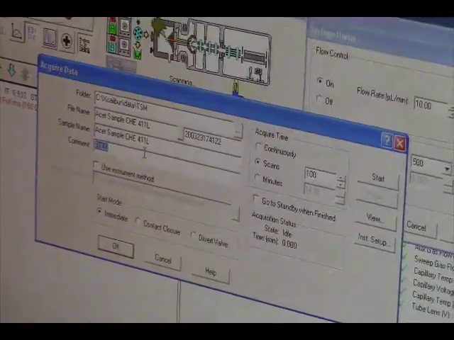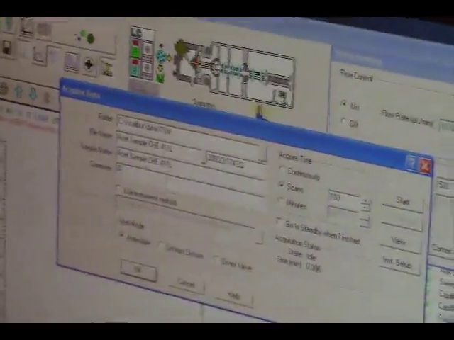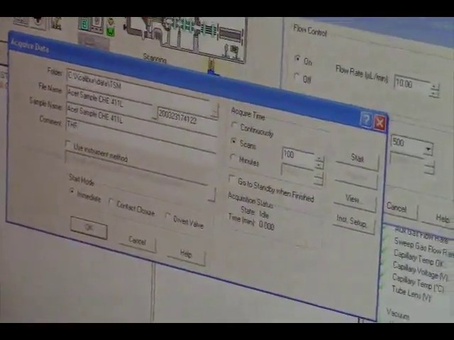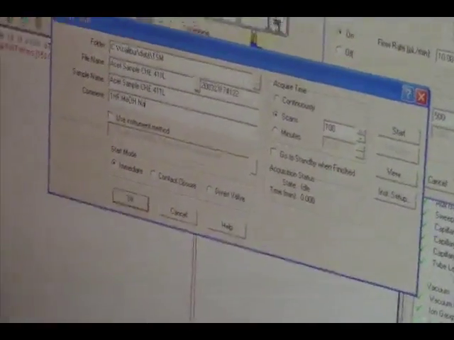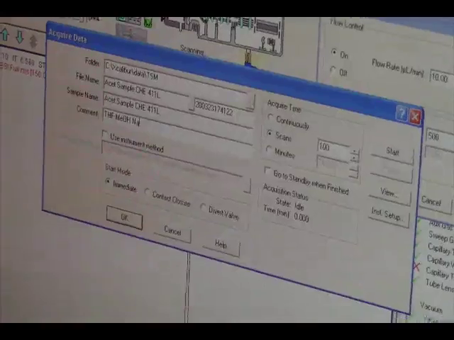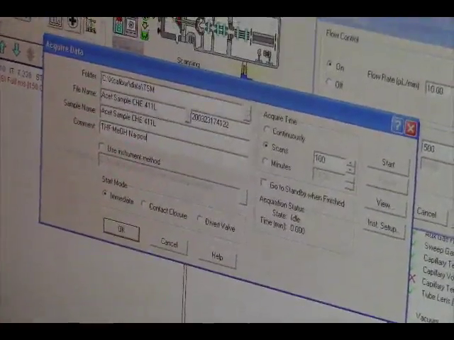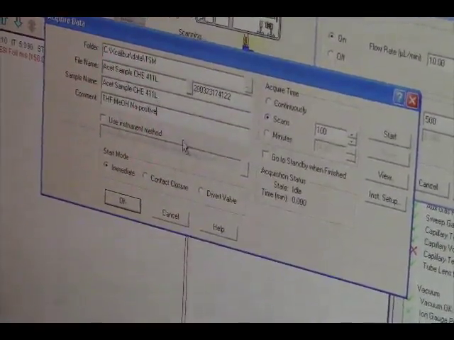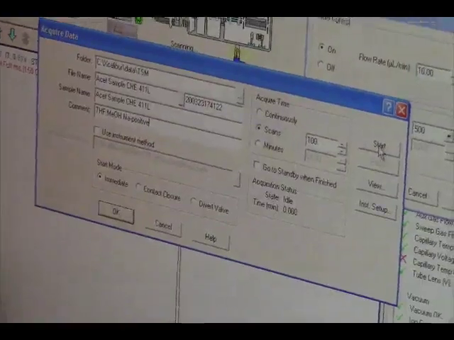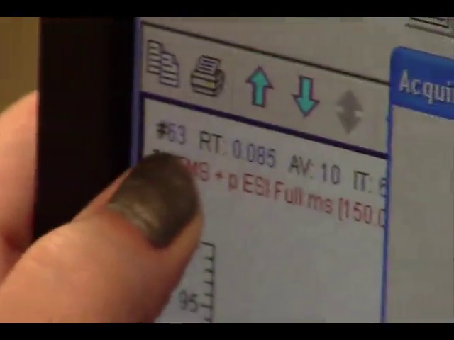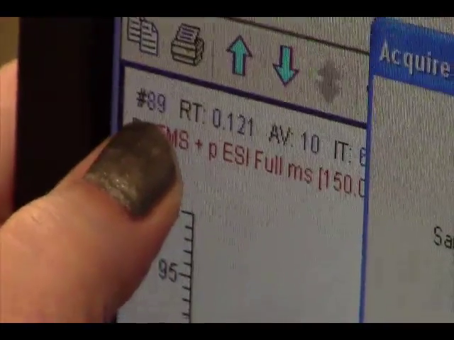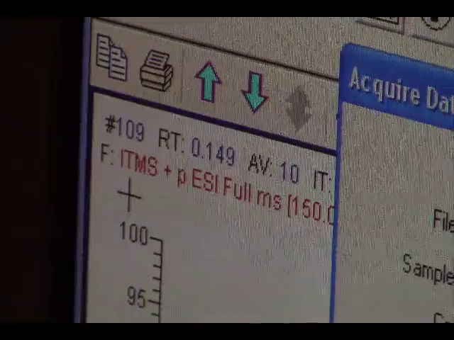And in my comments, I'm going to put THF methanol laced with sodium, positive. And I'm going to start. Here you can see our scan numbers changed, and so that's how fast it takes a scan. So our 100 scans are done now.